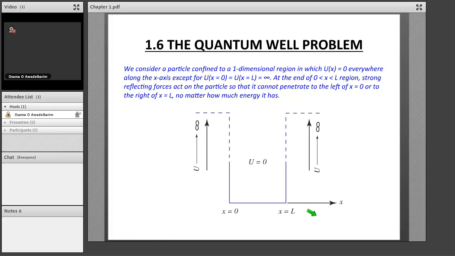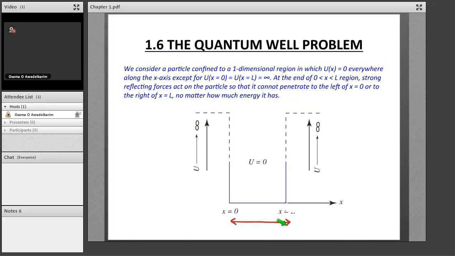Now we move on to another example. This is an interesting example too, and it has applications in electronics. Let me describe the example to you. Think of a box, again in one dimension, along the x-axis. This box starts from x equals 0 and finishes at x equals L. So the width of this box is L.